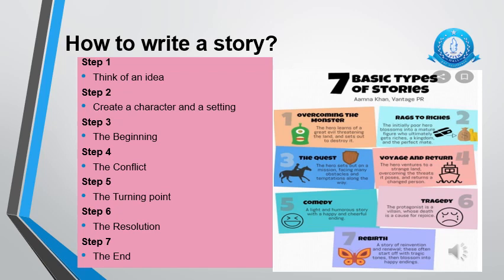The second type of story is rags to riches. The initially poor hero blossoms into a mature figure who ultimately gets riches, or a kingdom and the perfect mate, or anything else. When the poor hero ultimately becomes rich, these are those types of stories. It means these are happy ending stories. The third type of story is known as the quest. These are adventurous stories. A quest is an adventurous journey undertaken by the main character of the story.